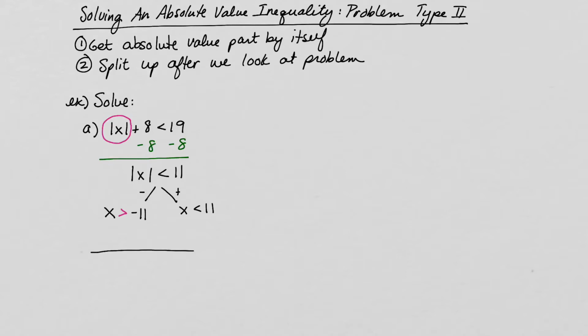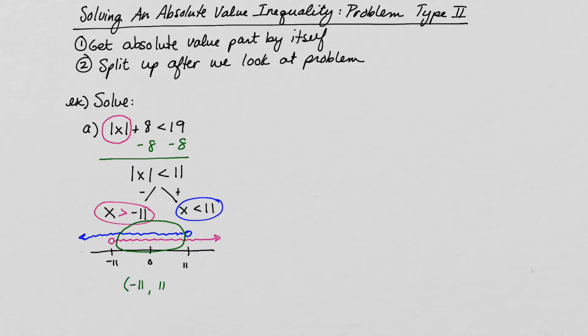And then, as we did before, we're going to draw both of these on a number line. So say here's 0, here's negative 11, here's positive 11. I'll draw this first one in pink. So x is greater than negative 11. That would mean I have an open circle, and I'm going to all the things that are greater, so to the right. I'm going to do this one in blue. x is less than 11. So I have an open circle at 11, and I'm going all the way to the left. And then my answer is going to be this part here in the middle, from negative 11 to 11.